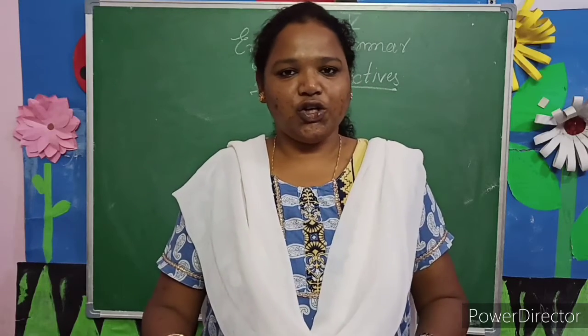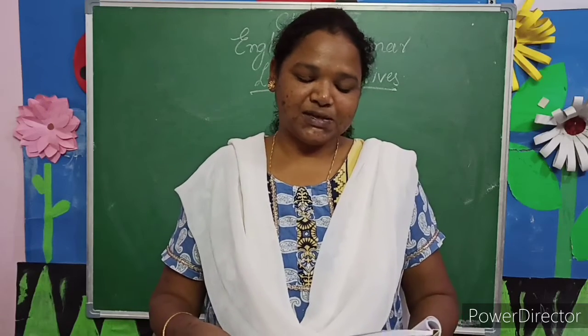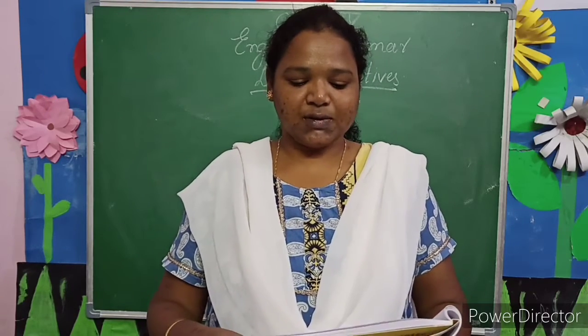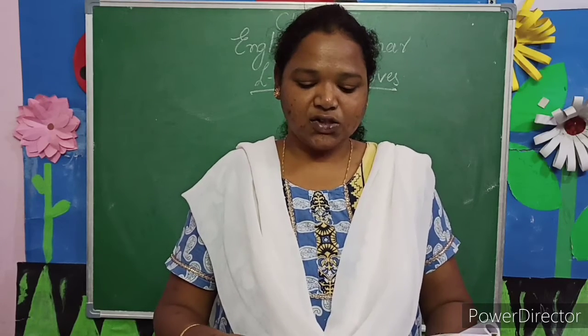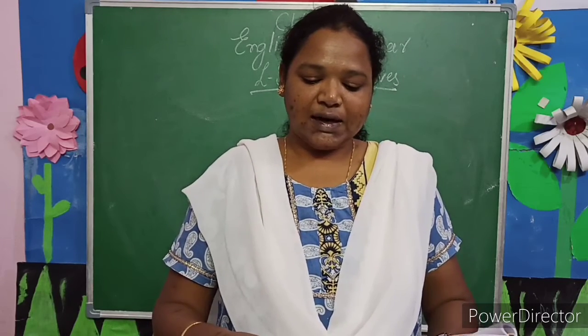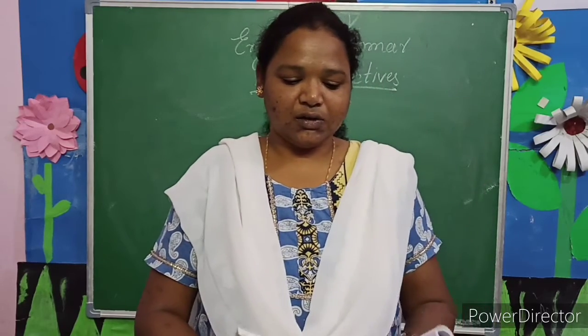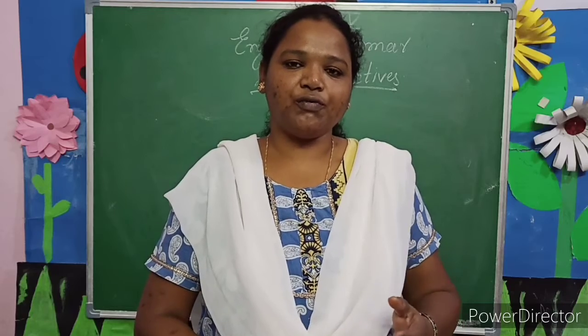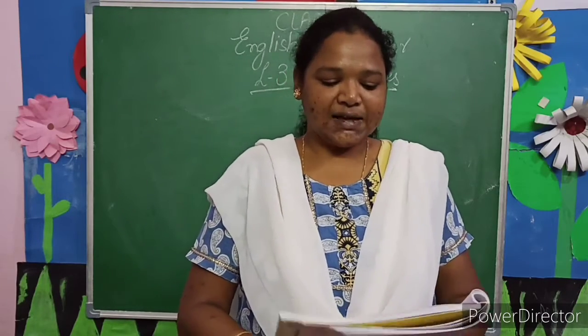Then age: new, young. Shapes: round, rectangular. Purpose: domestic, sports. Material: cotton, wooden. Nationality or origin: Irish, rural. Then color: red, green. So this is the flow chart of using the adjectives, in which order we have to use them.